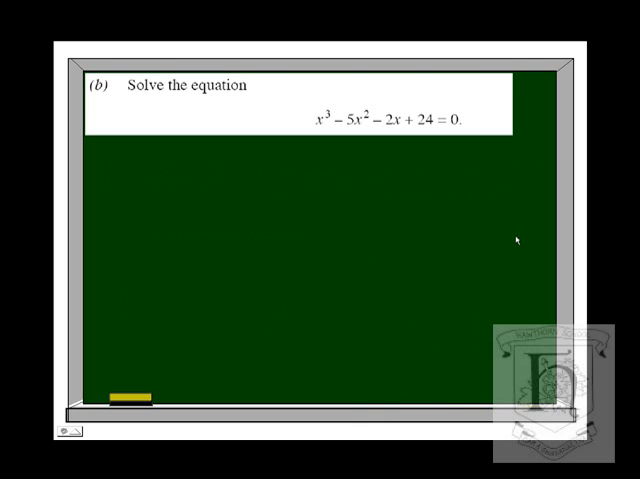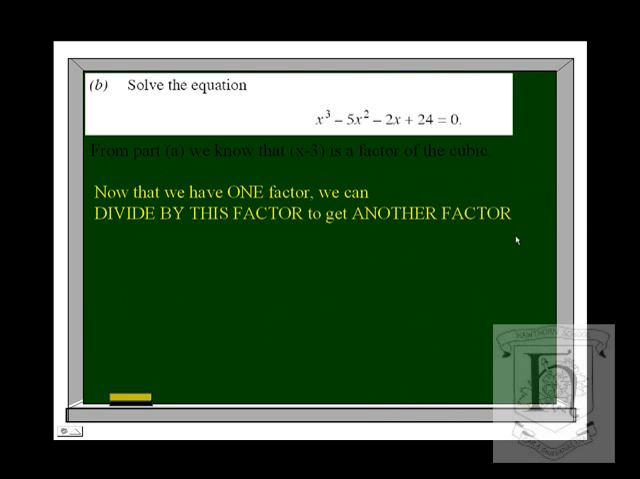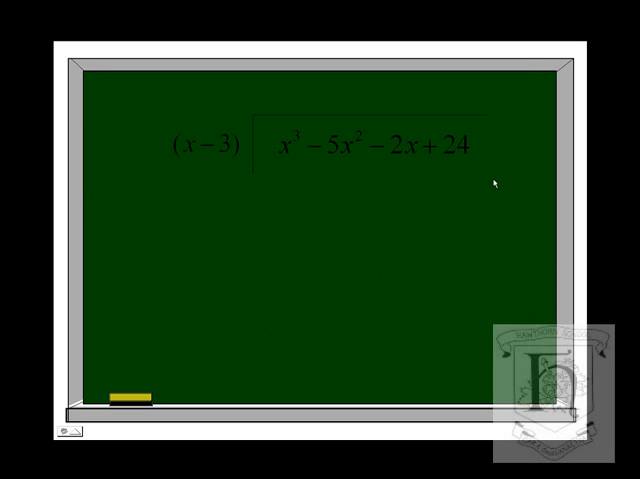Part B asks us to solve a cubic equation. So as in any solving equation, we need to factorize and hence split the factors into 3 linear factors in this case. In order to factorize, we need to apply a process of algebraic long division. There is another method, but we won't be looking at it in this video. So we want to divide x minus 3 into our cubic expression.